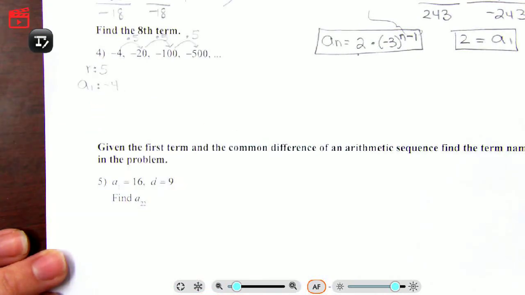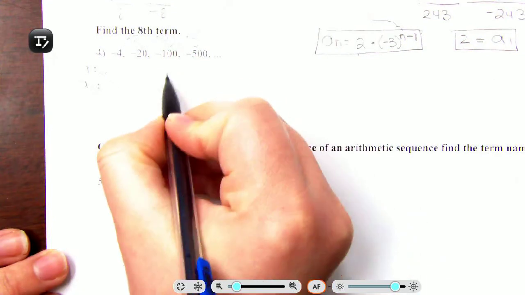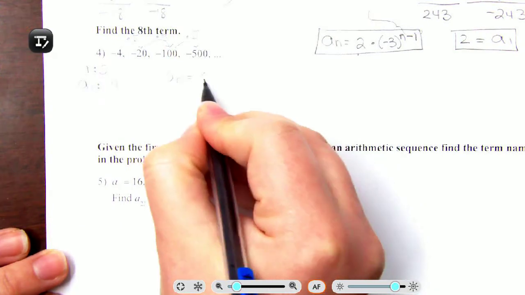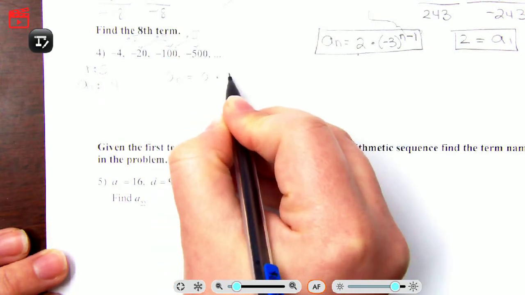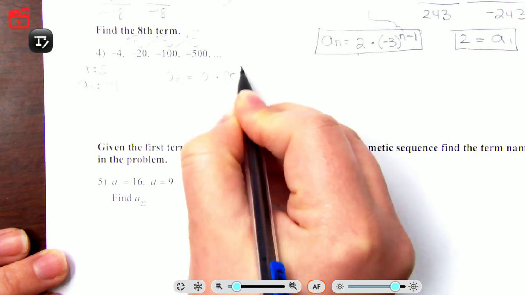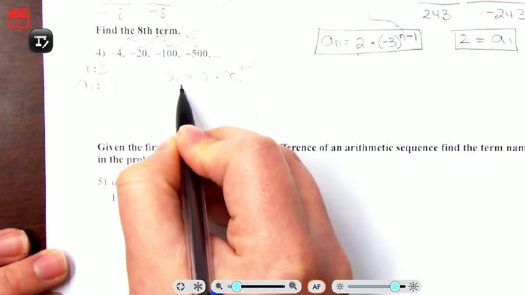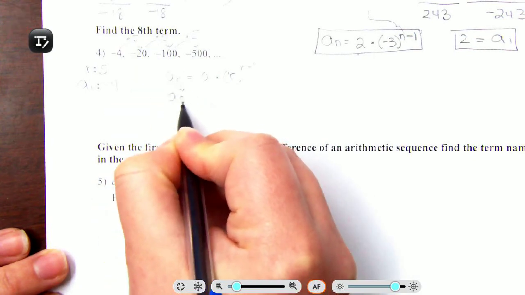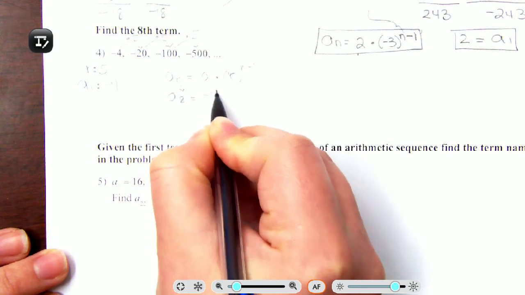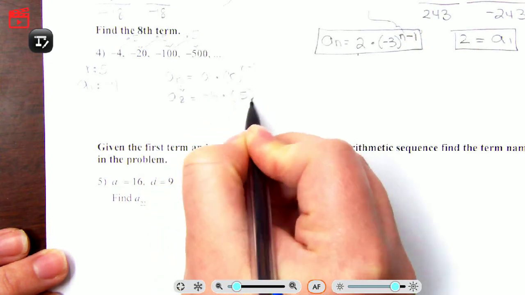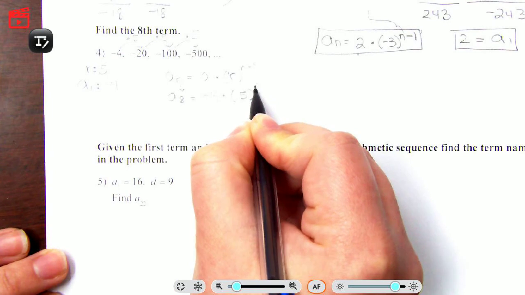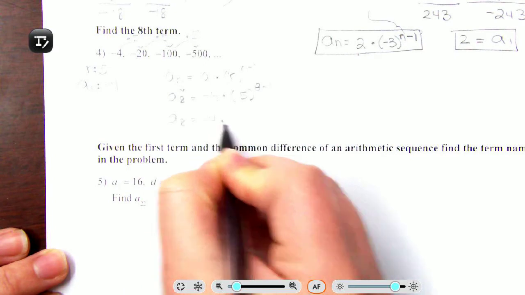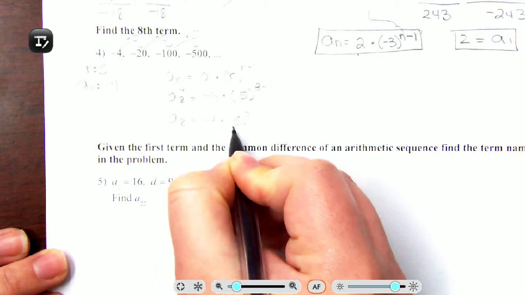And it's asking to find the 8th term. So I'm going to use the geometric sequence explicit formula. A sub n is equal to a sub 1 times r to the n minus 1 power. We are trying to find the 8th term, so n is 8. A sub 1 is negative 4 times r, we know r is 5, and we know n is 8. So I have a sub 8 is equal to negative 4 times 5 to the 7th power.